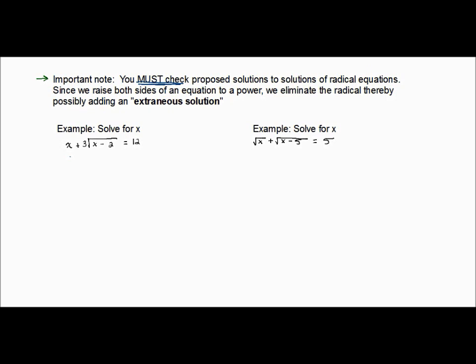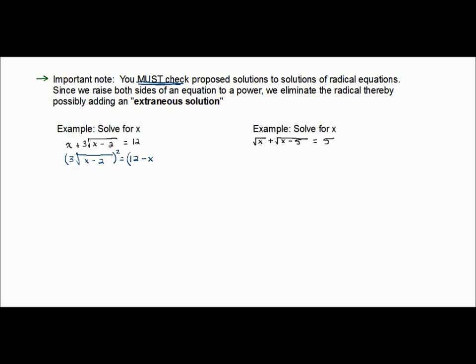Let's try this one. We're going to solve for x in the equation x plus 3 times the square root of x minus 2 equals 12. So we would start by isolating our radical, and I'm going to start by just subtracting x from both sides to get 3 times the square root of x minus 2 equaling 12 minus x. Now, we could divide by 3 on both sides, but this is actually pretty good. At this point, we could square both sides.